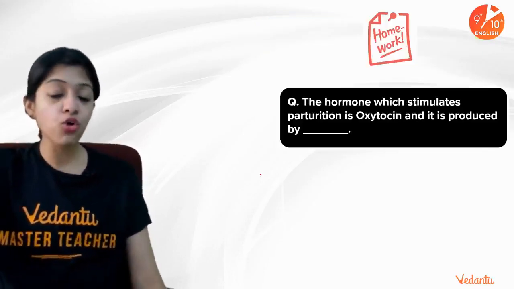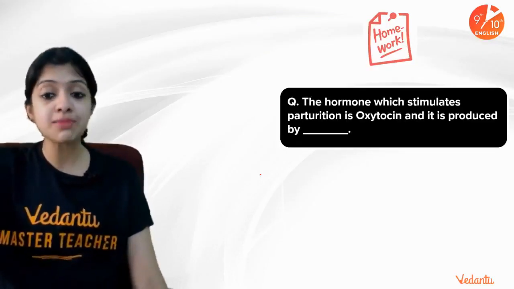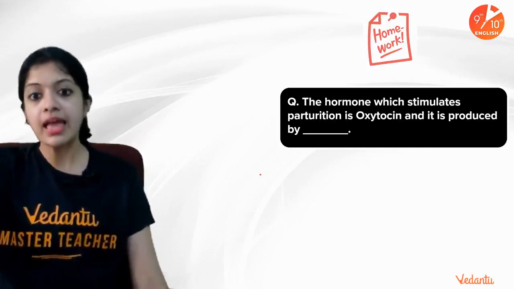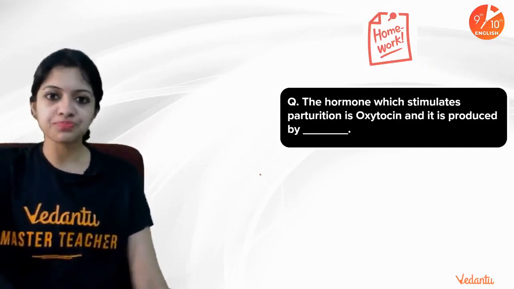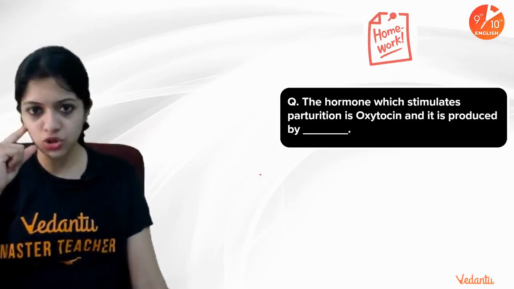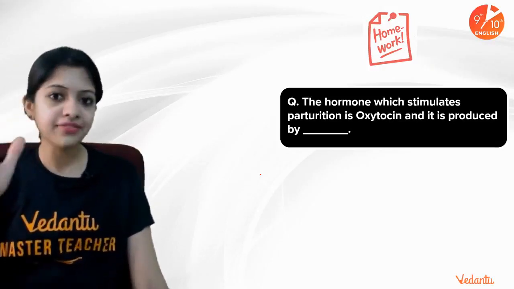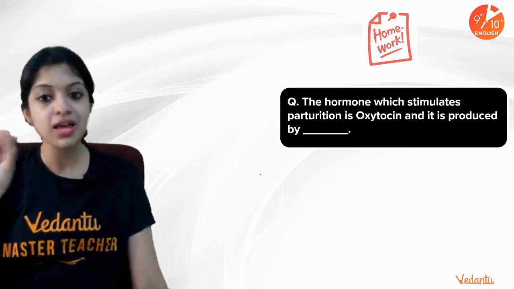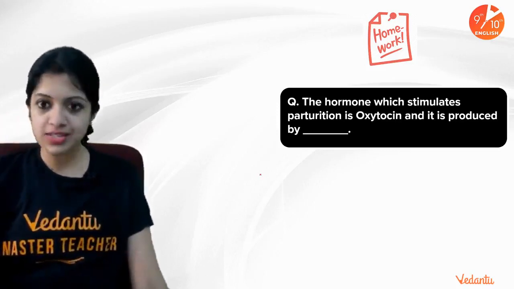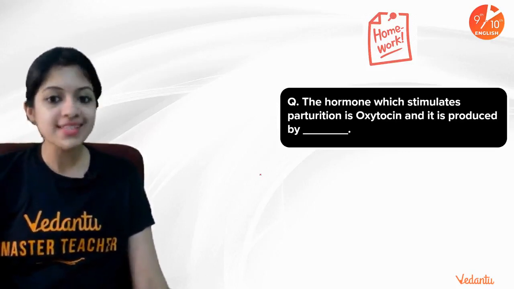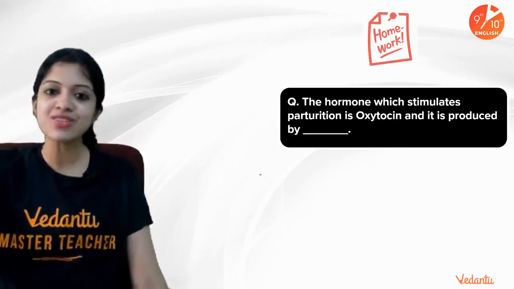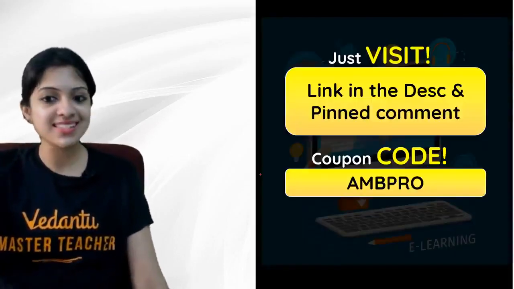And here is your homework for today. The hormone which stimulates parturition is oxytocin. I told you that, right? It is produced by dash. What produces oxytocin? At the time of delivery, the baby's delivery or expulsion of the baby from the mother's uterus, the hormone oxytocin is produced. But what is it in the body that produces it? Tell me the answer to that. Let's see who's going to be coming up with the quickest answer.